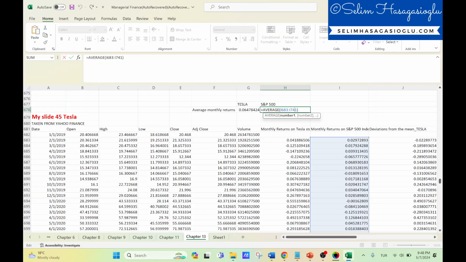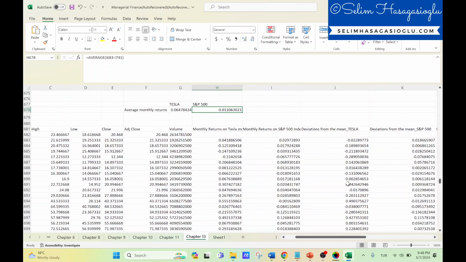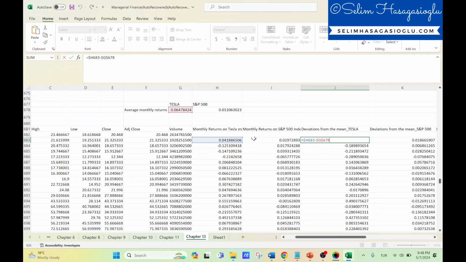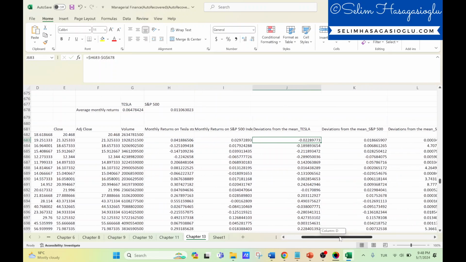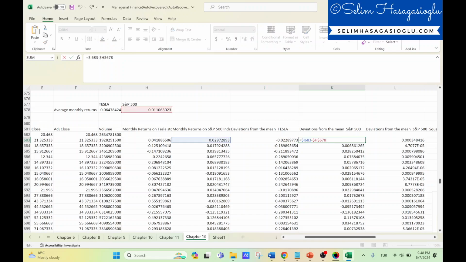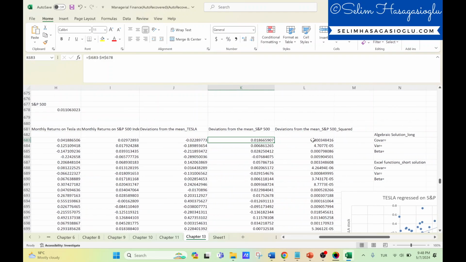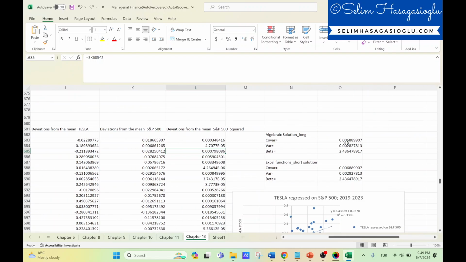And also you need to calculate the average S&P 500 monthly returns given these individual values. And deviations from the mean for Tesla, remember, these individual values minus the mean value. These are the deviations from the mean for Tesla, and do the same drill for S&P 500. These individual values, the average monthly return value will be subtracted from these individual monthly return values. And of course, because we need to calculate the variance of the return on the market portfolio, these deviations need to be squared. So I take the square of these values for the algebraic long solution.